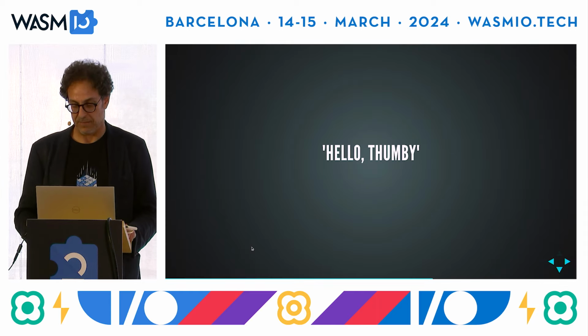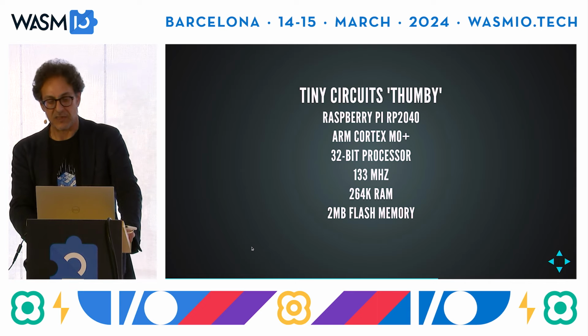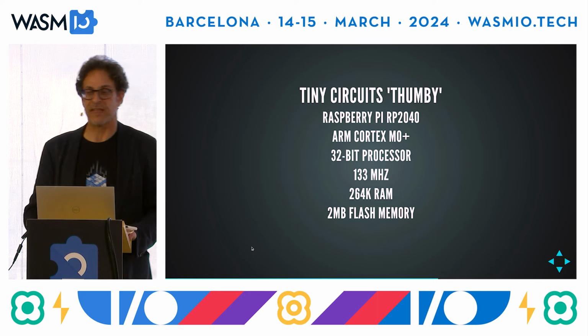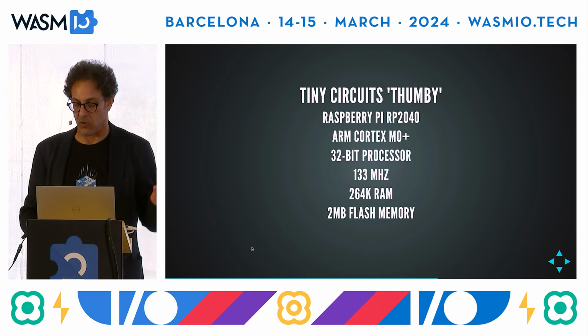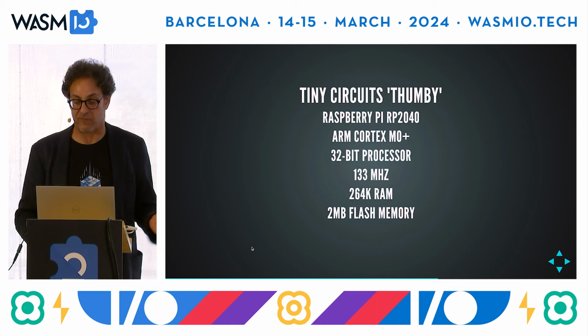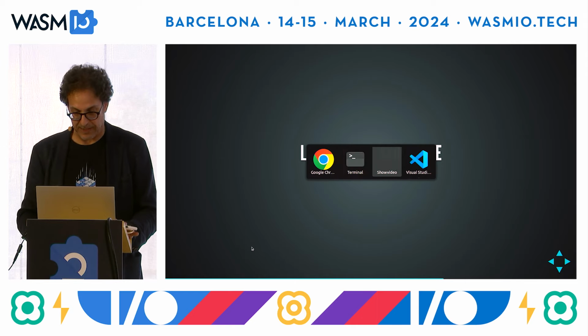Let's say hello, Thumby. So the Thumby is actually the Tiny Circuits Thumby. It's a Raspberry Pi RP2040 microcontroller with an ARM Cortex-M0+. It's a 32-bit processor, single core, runs at 133 megahertz with only 256K of RAM and 2 megabytes of flash for storage. That's it.